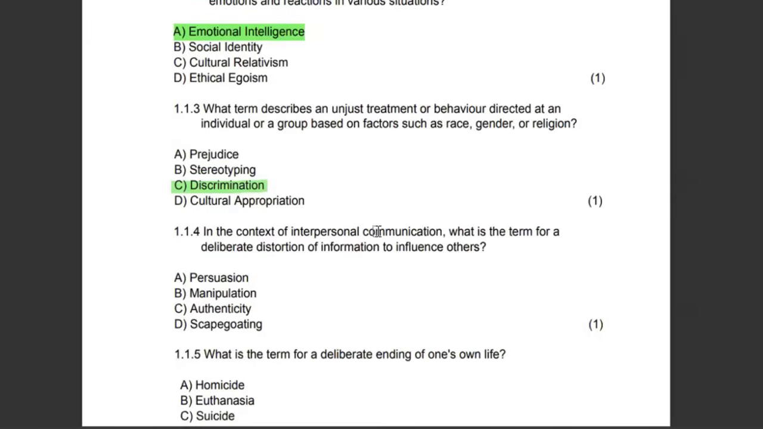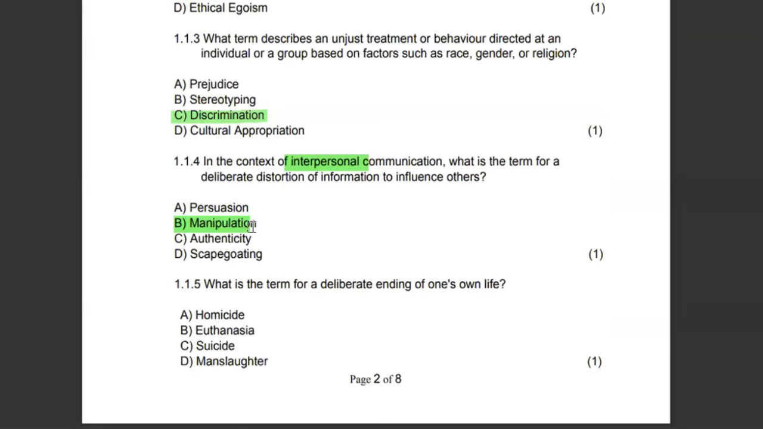Then 1.1.4, in the context of interpersonal communication, what is the term for a deliberate distortion of information to influence others? Interpersonal is our key term there. Interpersonal communication involves communicating with other people. So when there is manipulation, this can be characterized as the deliberate distortion of information to influence others. That is known as manipulation.